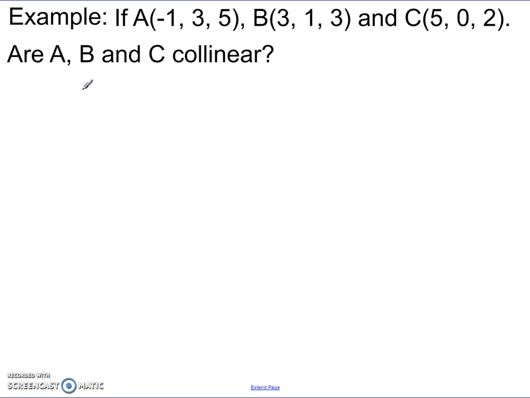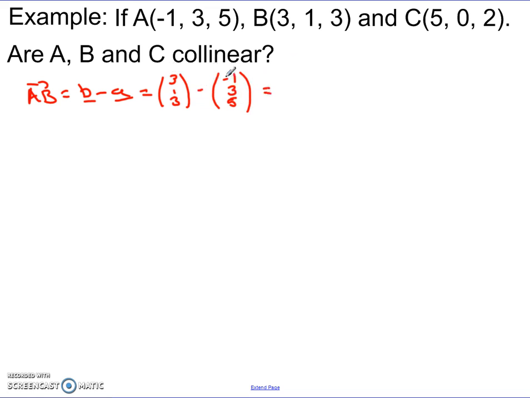If they're parallel, they're all collinear as long as they share that common point. So let's take the vector AB. The vector AB is equal to the B minus A vector. Now B and A are just the position vectors of the points A and B. Because these are position vectors in relation to the origin, the values give you the vector you're after. So for B, it would be 3, 1, 3 as a column vector, and for A, it would be negative 1, 3, 5 as a column vector.